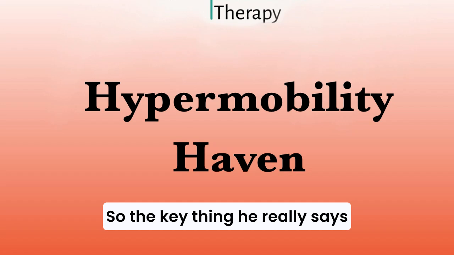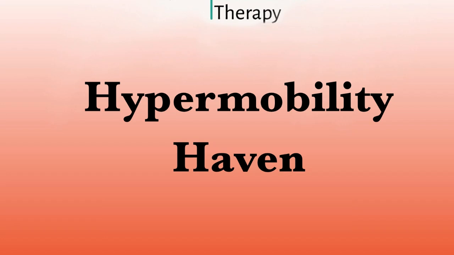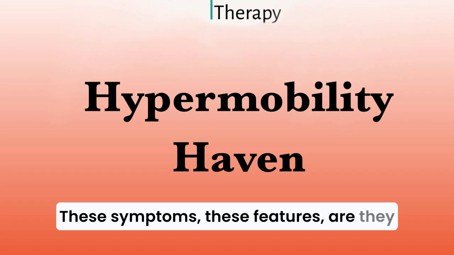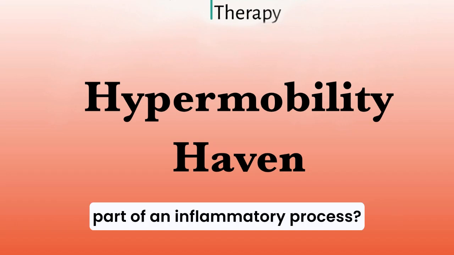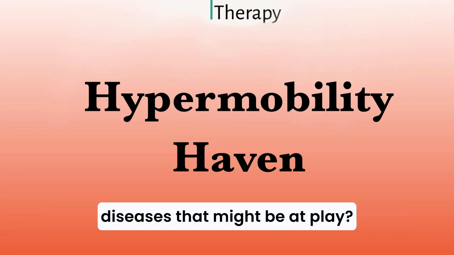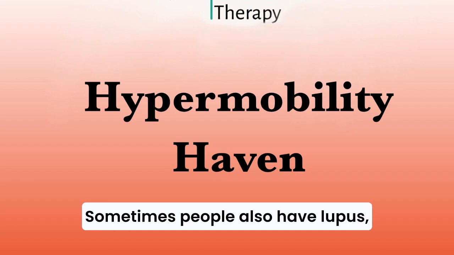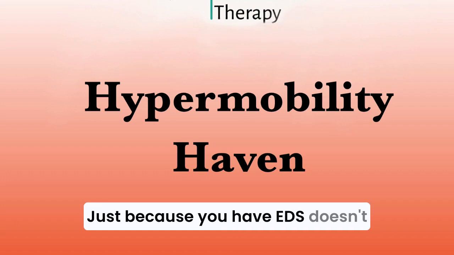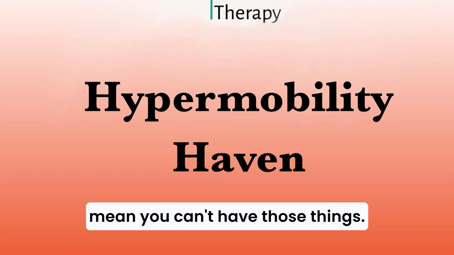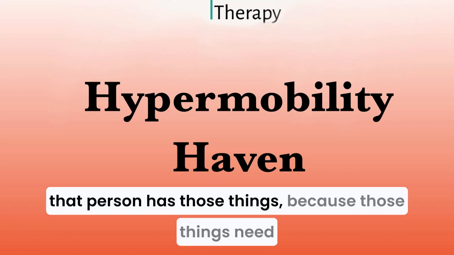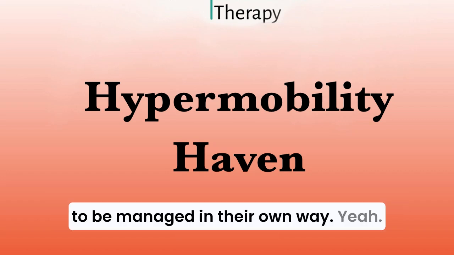So the key thing he really says is what we need to question is, is it part of the inflammatory process or not? These symptoms, these features, are they part of an inflammatory process? And also, can we differentiate other primary diseases that might be at play? Sometimes people also have lupus, rheumatoid arthritis, for example. Just because you have EDS doesn't mean you can't have those things, but we also need to identify whether or not that person has those things, because those things need to be managed in their own way.